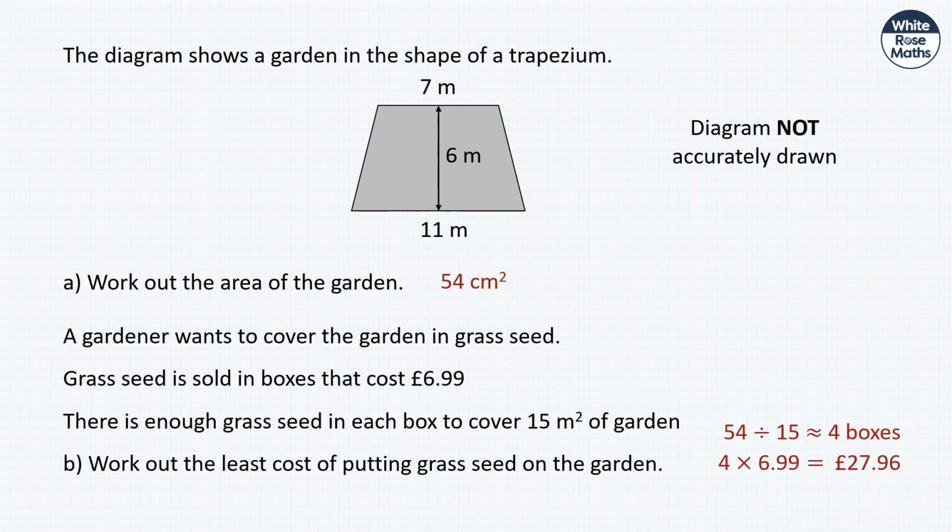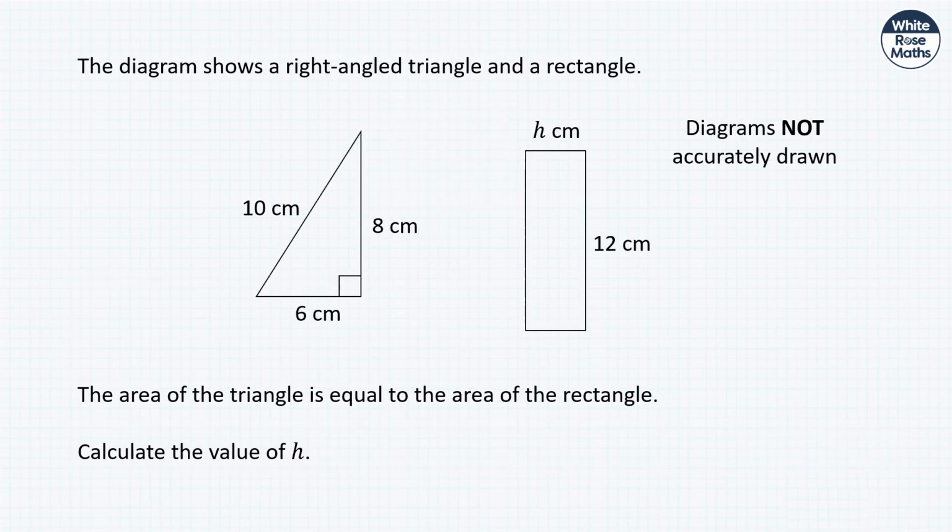Okay, this next one: the diagram shows a right angled triangle and a rectangle with side H. The area of the triangle is equal to the area of the rectangle. So calculate the value of H. The area of the triangle, guys, again, is base times height divided by 2. So that would be 48 halves, which is equal to 24 centimeters squared.